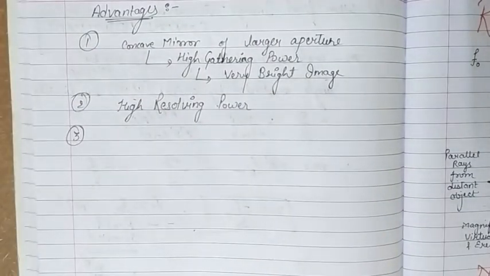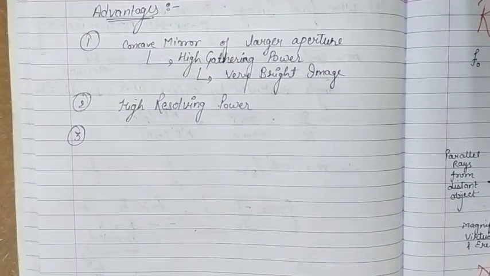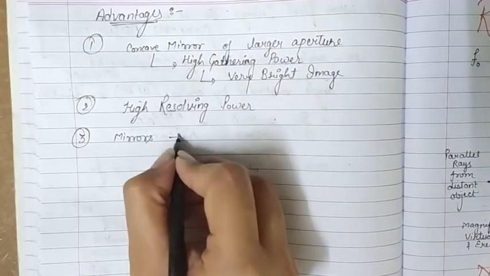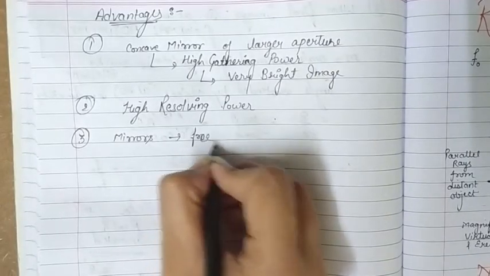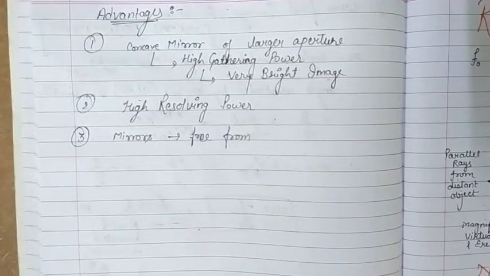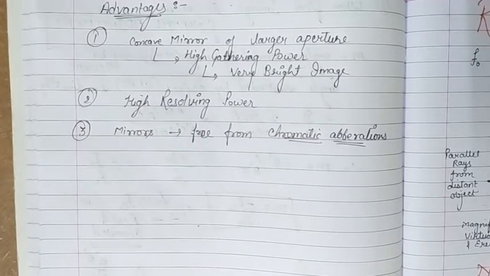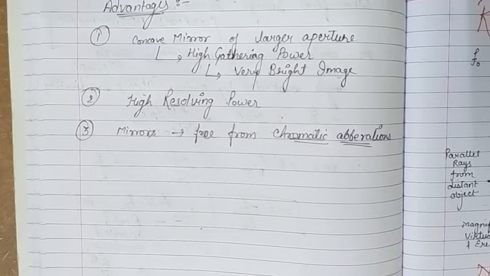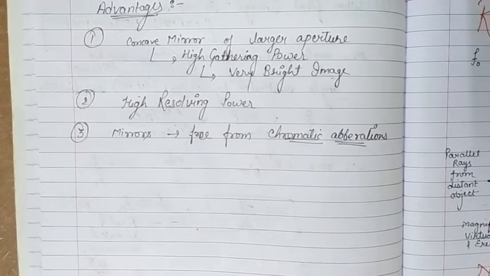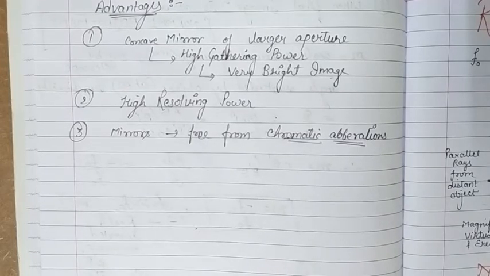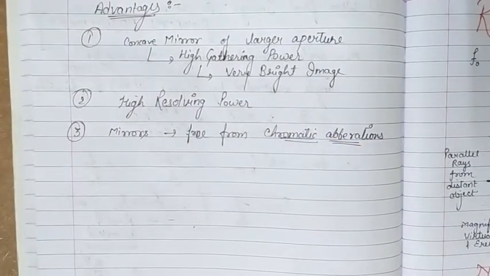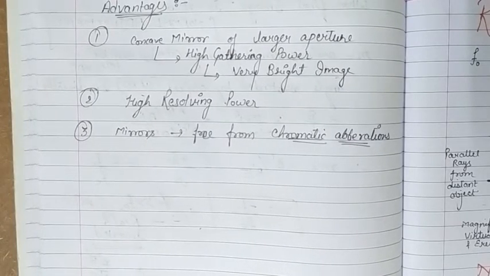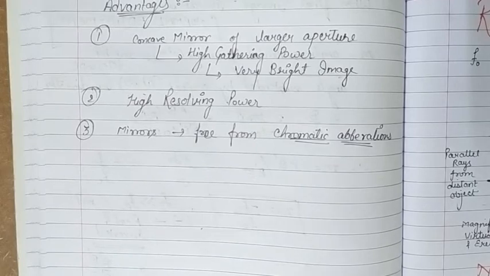Since we are using a mirror instead of lenses, mirrors are free from chromatic aberration. That means we can form an image which will be free from chromatic aberration. Chromatic aberration means the formation of a colored image of a white object. Since there is no chromatic aberration, we won't get any kind of colored image in case of mirrors.